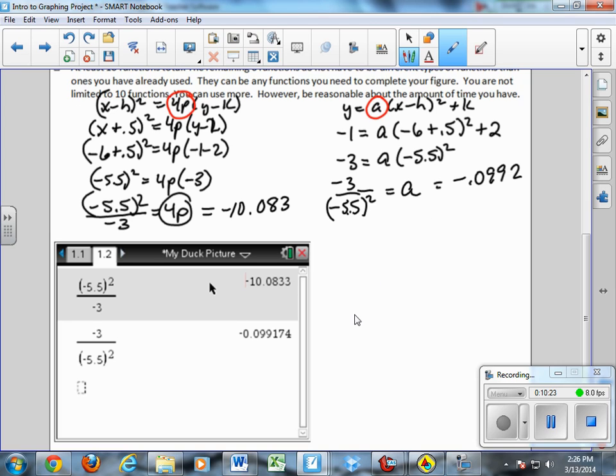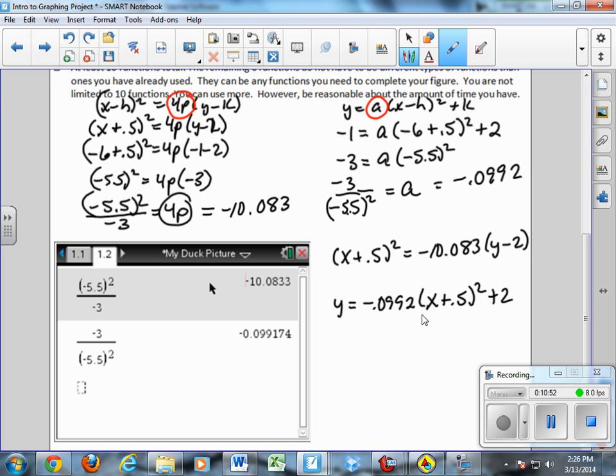So for the left-hand one, it would be (x plus 0.5) squared is equal to negative 10.083 times (y minus 2). If I had the other equation, I'd have y is equal to negative 0.0992 times (x plus 0.5) squared plus 2. Obviously, the second one's easier to graph. That should make sense for my duck, because the negative coefficient means it's upside down. The 0.5 and 2 mean it's shifted left 0.5 and up 2. So that looks pretty reasonable.